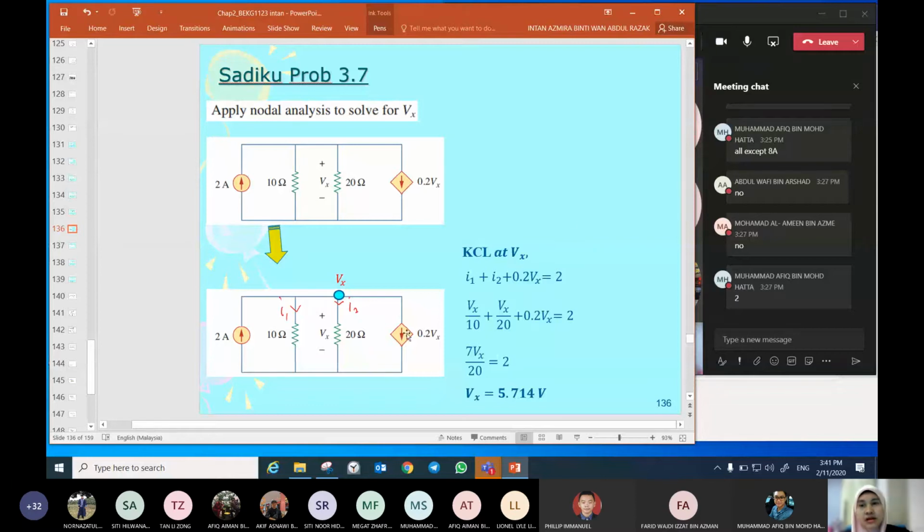Now we substitute each I with Ohm's law, I equal to V over R. So I1 is equal to Vx over 10, I2 is equal to Vx over 20, plus 0.2 Vx equal to 2. We solve for Vx and we will get this answer. Vx is equal to this.